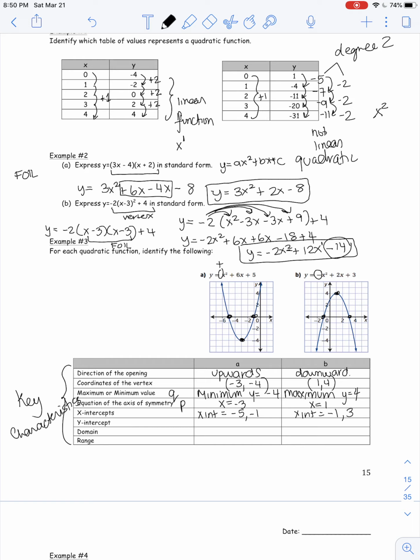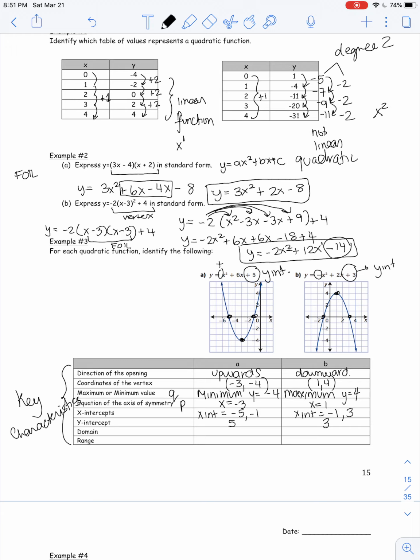Our y-intercept is when the graph is touching the y-axis. So our y-intercept in this case, it might be hard to tell, but a little trick is it's always going to be the same as your constant in your standard form. So there's your y-intercept. So the y-intercept for the first graph would be 5, and the y-intercept for B would be 3.